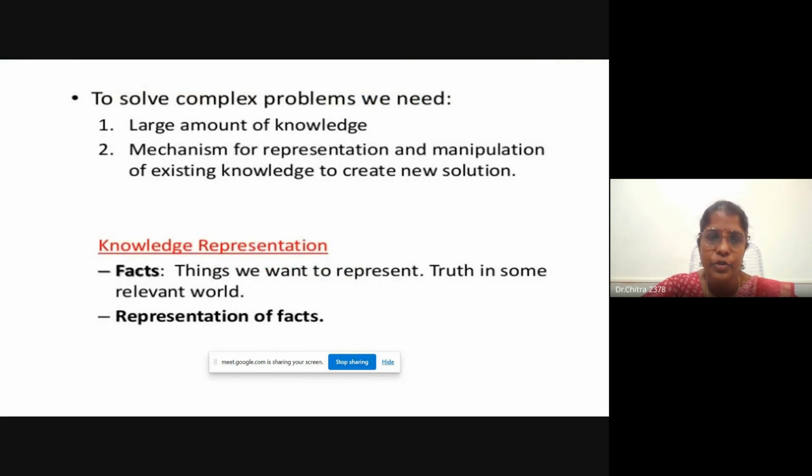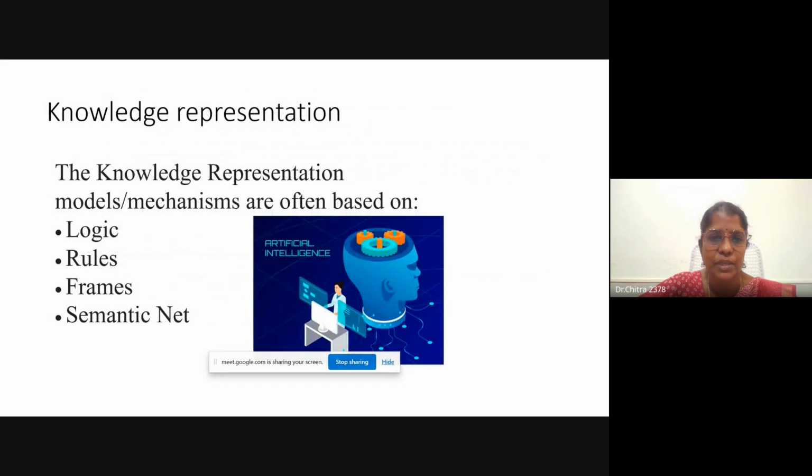To solve any problems, we need a large amount of information. The information can be represented first. The information is represented in terms of facts. So first facts are given and the internal representation is needed. Then that is projected to the user after processing the representation.